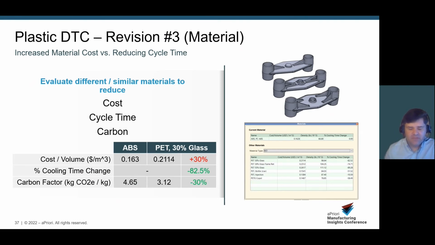Well, one of the things we can still do is look at material. So we want to look at PET with 30% glass. It's a little bit more expensive material, but I can see my cooling time change is 82.5%. So if I'm really focused on cooling time, this is something I definitely want to investigate to see the benefit of driving down that cooling time. And it also has the benefit of having a carbon factor 30% lower than ABS.